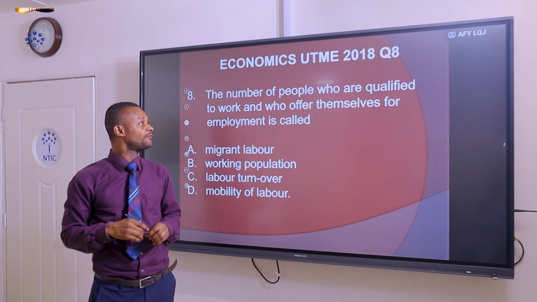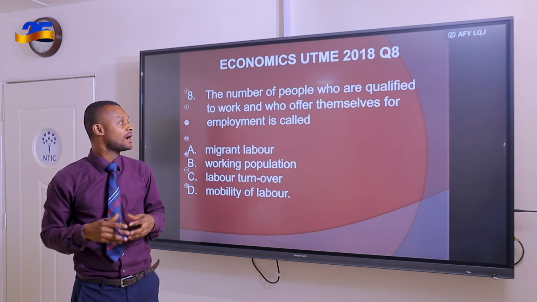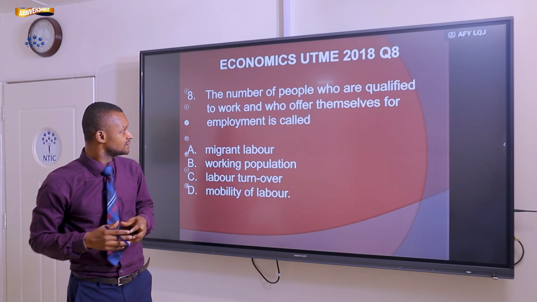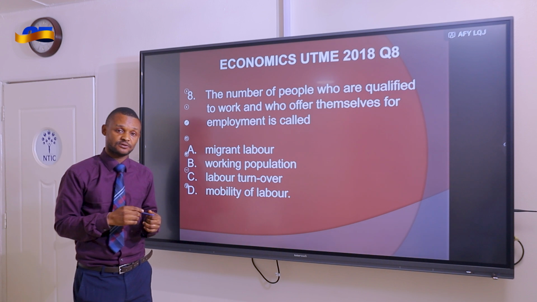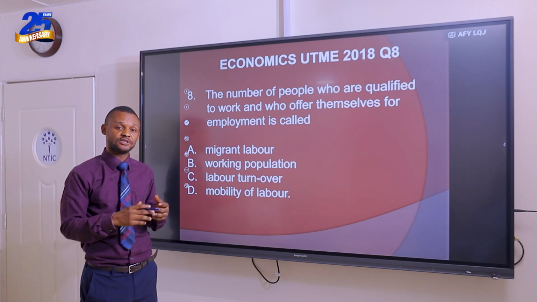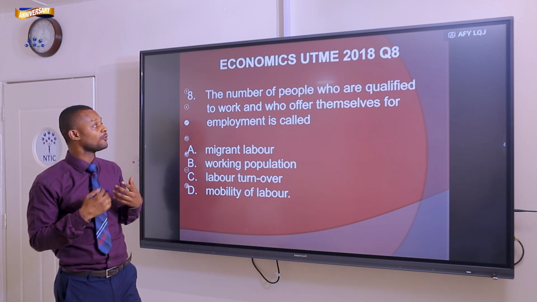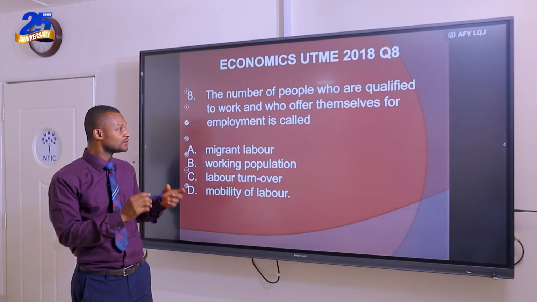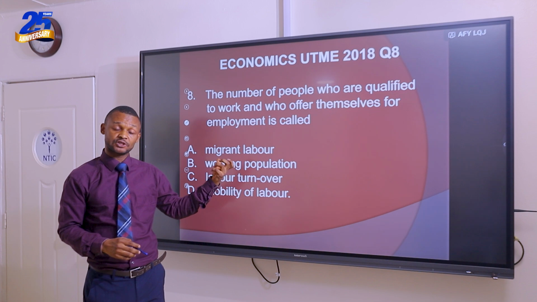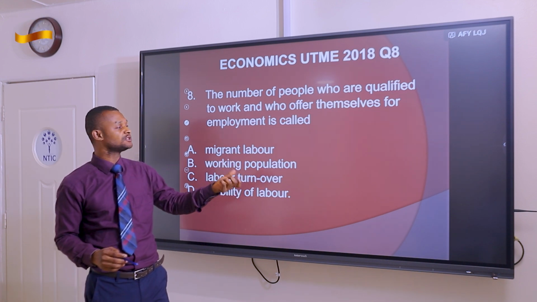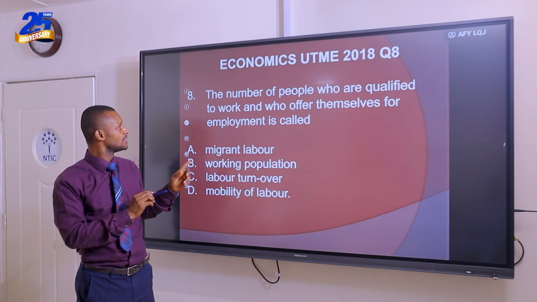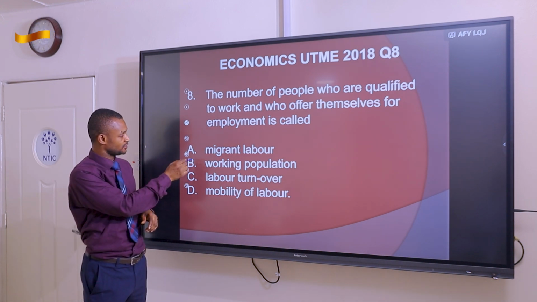Question 8. The number of people who are qualified to work and who offer themselves for employment is called the working population. Another word for working population is the labor force. These are people that are qualified, ready and willing to work. The labor force, or the working population, covers both the people that are employed and those that are unemployed. So the answer to this is the working population.